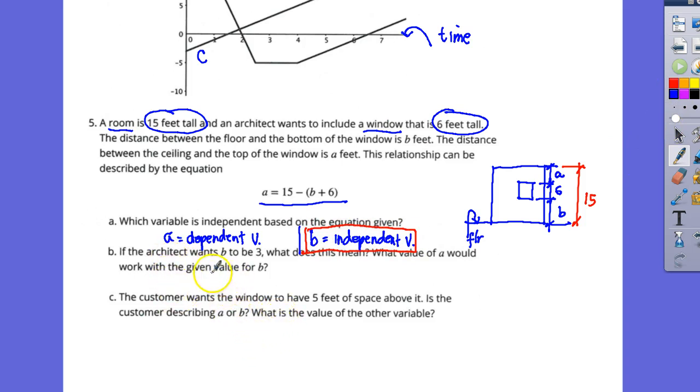Letter B. If the architect wants B to be 3, what does this mean? Remember, B is the distance between the floor and the bottom of the window. So that means the bottom of the window is 3 feet from the floor. What would A be with the given value for B?